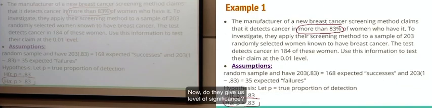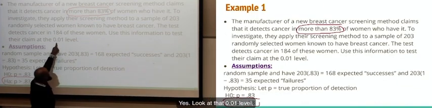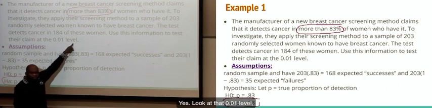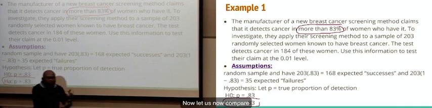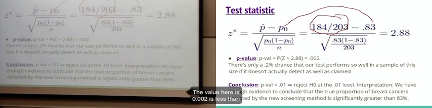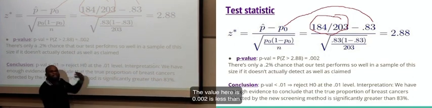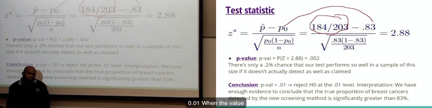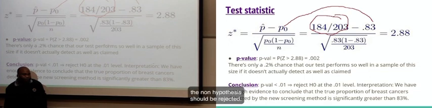Do they give us a level of significance? Yes. Look at that. It's the 0.01 level. Let us now compare the p-value that we got with the level of significance. The p-value here is 0.002. It's less than 0.01. So when the p-value is less than a given level of significance, what happens? The null hypothesis should be rejected.